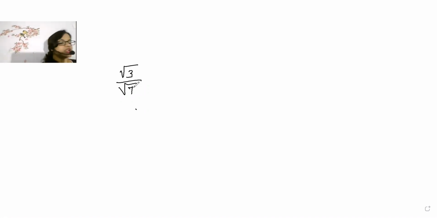Now, beta, how will this come? Darshini is telling I didn't understand. Now, Darshini, tell me what you understood. What is there in the denominator? The denominator is root 7. So multiply it with the denominator number, root 7 by root 7.